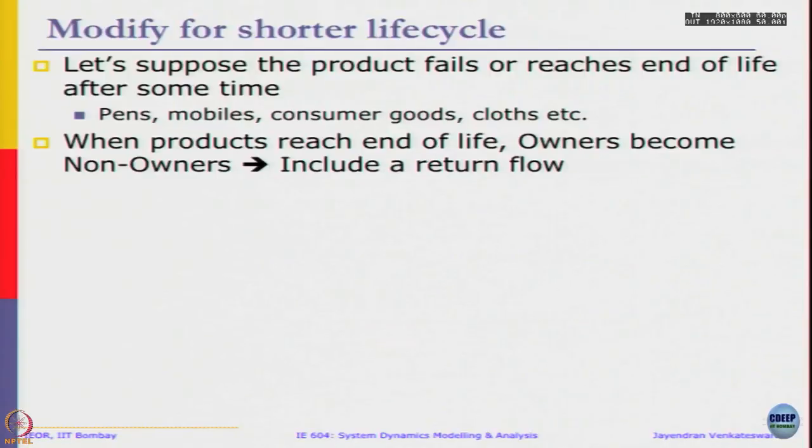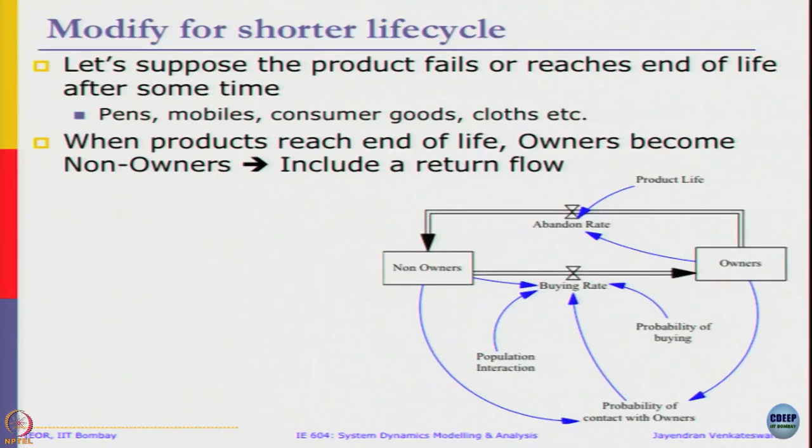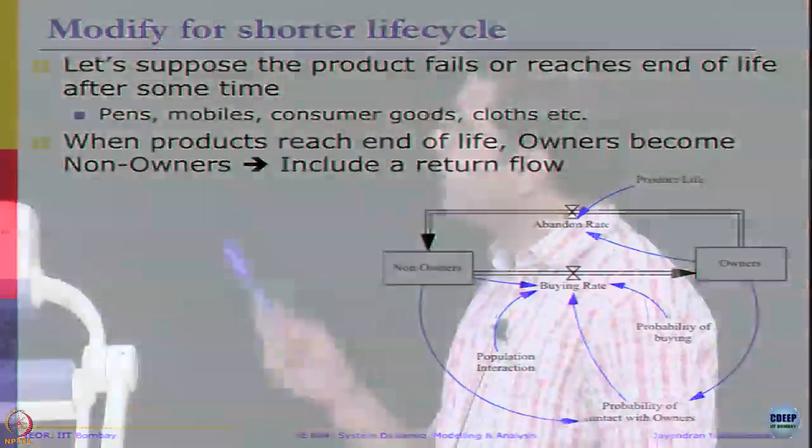Okay. One small thing: you can make very simple modifications. Let us suppose the product fails or reaches end of life after some time, pens, mobiles, consumer goods, whatever it is. When products reach end of life, the owners become non-owners, then they again buy the product. So, let us modify the model that you have built by including this reverse flow.